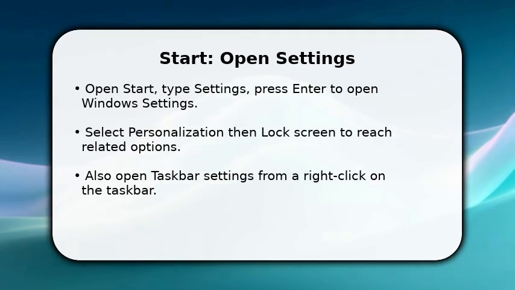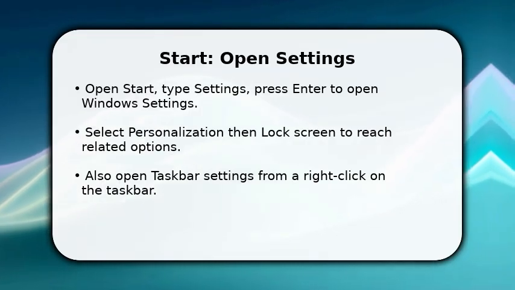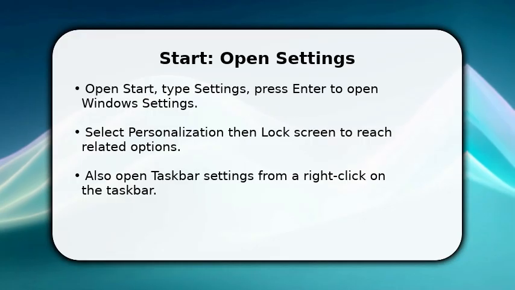You begin by opening Settings immediately. This is the control center. Once Settings is open, go to Personalization and select Lock Screen so you can access lock screen content.